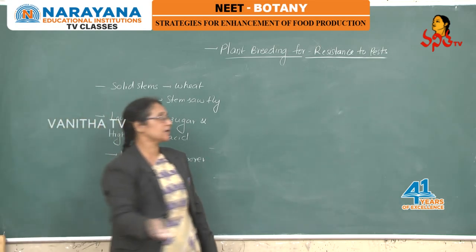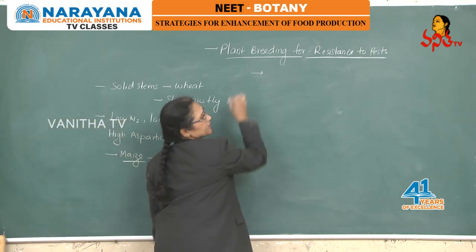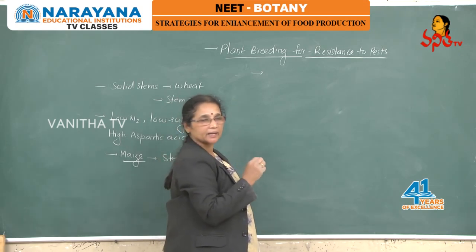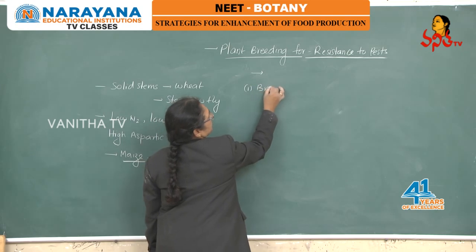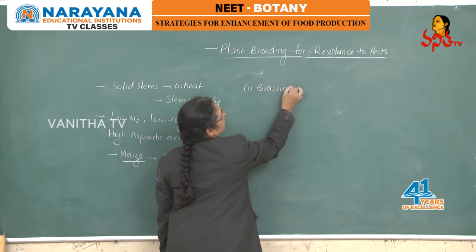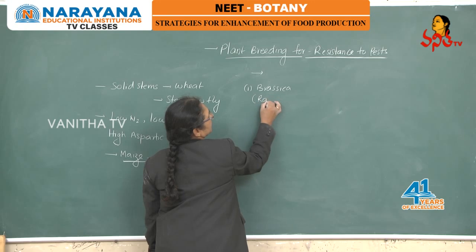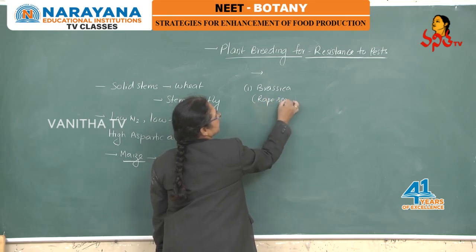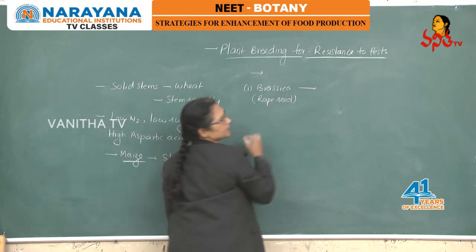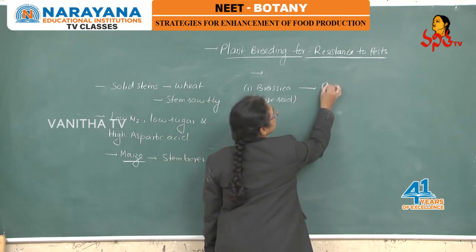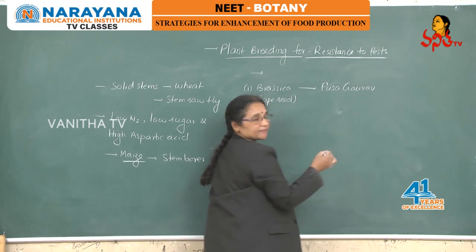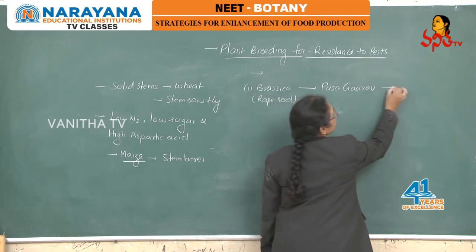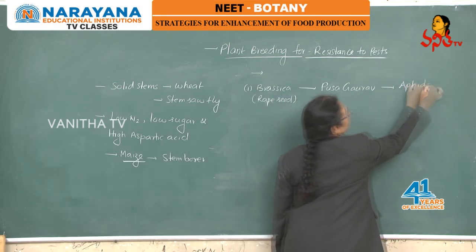The examples of the hybrids which are developed by conventional plant breeding program. Here, first we are going to learn about Brassica. In Brassica, which is commonly called as rapeseed oil plant, a new hybrid variety by name Pusa Gaurav is developed by conventional plant breeding program, which is resistant to aphids.